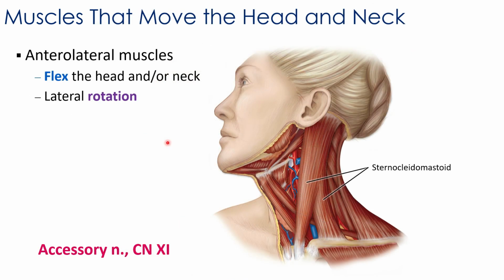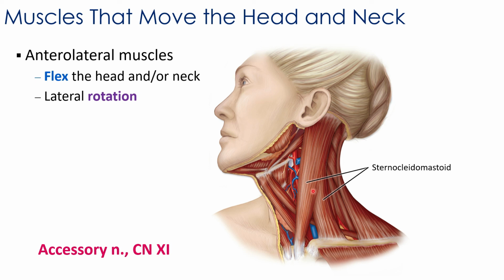And finally, muscles that move the head and neck. On the anterior and lateral sides, we have the sternocleidomastoid. This is a muscle that originates from the manubrium of the sternum, as well as the sternal end of the clavicle, and it's going to insert into the mastoid process of the zygomatic bone. So hence the name, sternocleidomastoid. Sterno, sternum, cleido, clavicle, mastoid process.